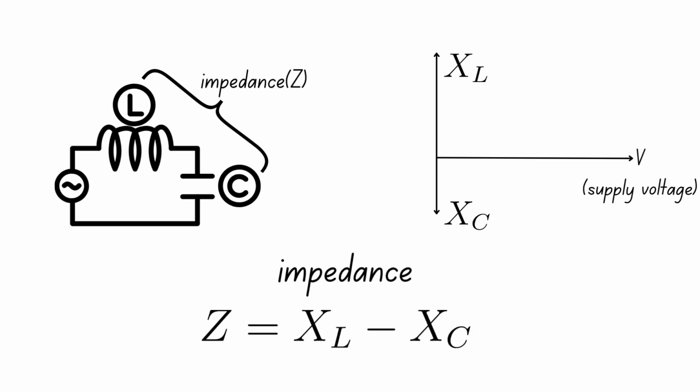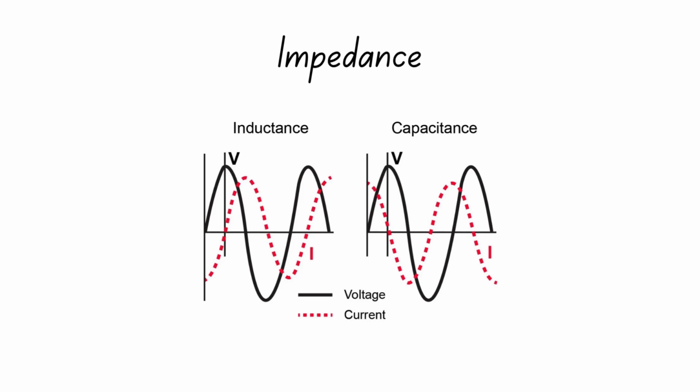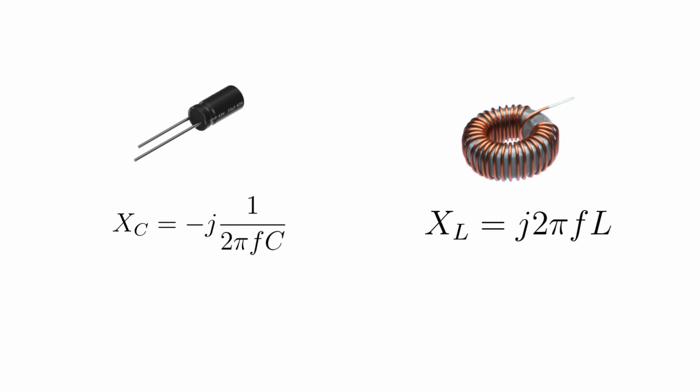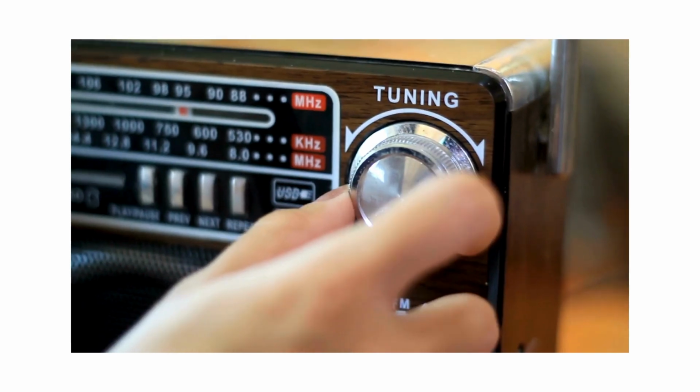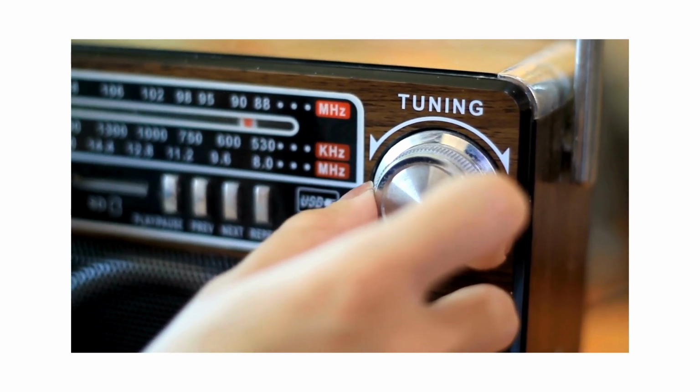So, the impedance, which is a vector sum of these two, can be net inductive or net capacitive. This impedance produces a phase shift in the current through the circuit. Whether the current leads or lags the supply voltage depends on whether the impedance is net inductive or net capacitive. Since both reactances depend on the frequency of the driving AC, we can alter their values by changing the frequency of the source. This results in a change in the circuit impedance.